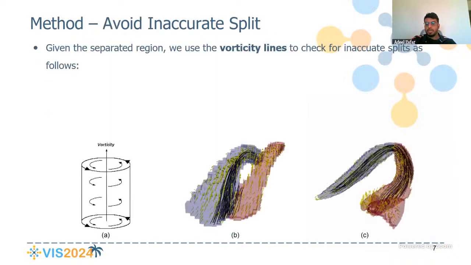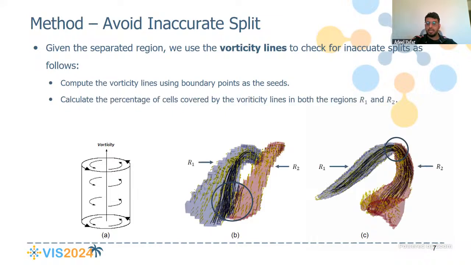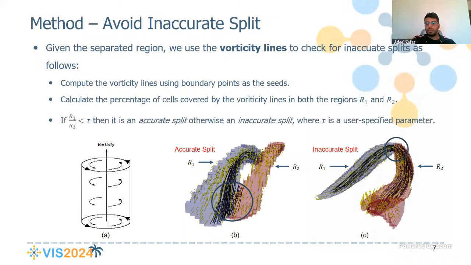The contour tree could contain a large number of critical points, and the segmentation could result in inaccurate splitting of the vortices. Therefore, after the initial segmentation and the layering process, we compute vorticity lines to check whether a vortex should split. We use the points at the boundary of the split as seeds for the vorticity lines and compute the vorticity line in both directions. Then we calculate the percentage of cells covered by the vorticity lines in both regions, and we call those values R1 and R2. We calculate the ratio of the values R1 and R2. If the ratio is less than a certain threshold tau, we consider it an accurate split, otherwise not.